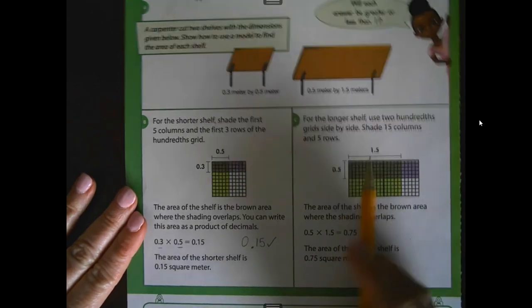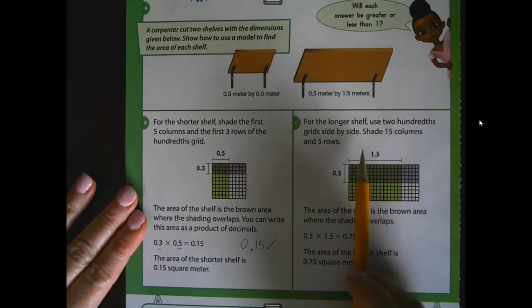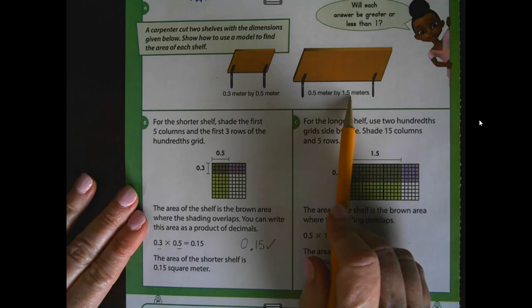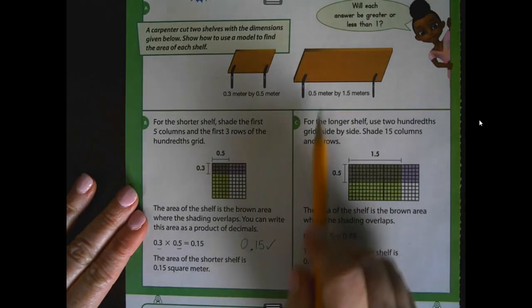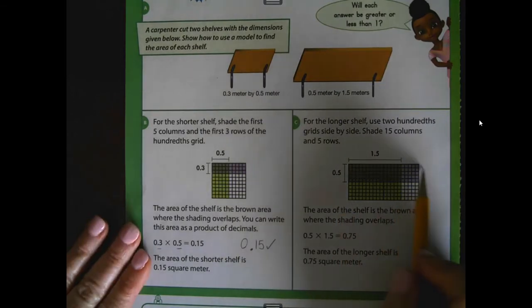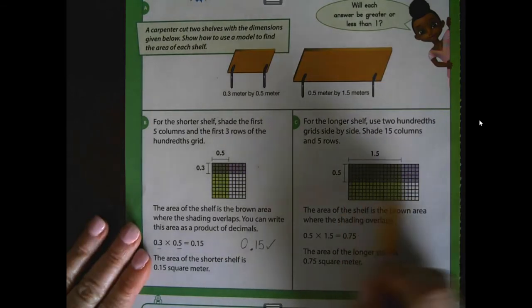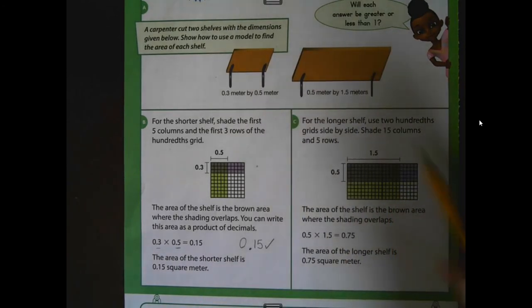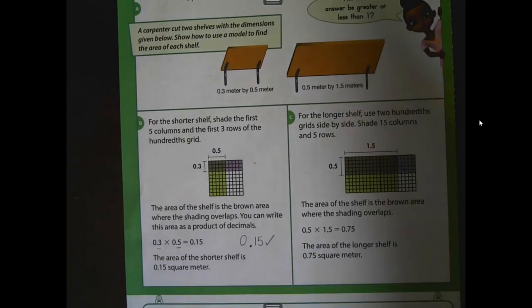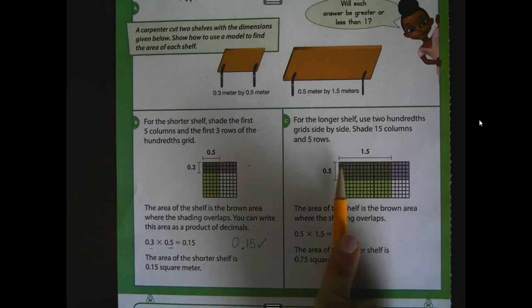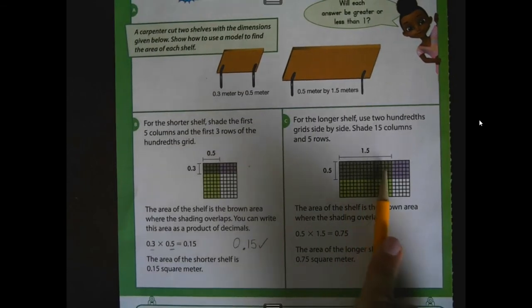They're telling us we're going to shade 15 columns to represent the 1 5/10 meters, and we're going to shade 5 rows to represent the 5/10 of a meter. So in purple, we are shading our 5 rows. We have to go all the way across because it's 5/10 of both the whole number and the decimal part of 1 5/10. And then our columns, we're shading in green to represent 1 whole and 5/10 of the next decimal grid.